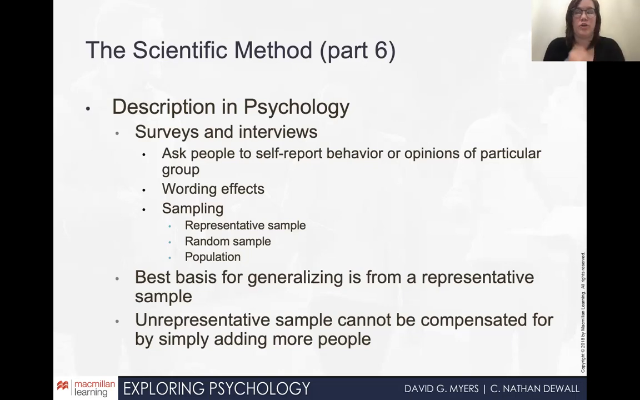Because if you're only surveying people who are in college, you're only getting a very particular perspective. So understanding the population that you're sampling is important. The best basis for generalizing is a representative sample.